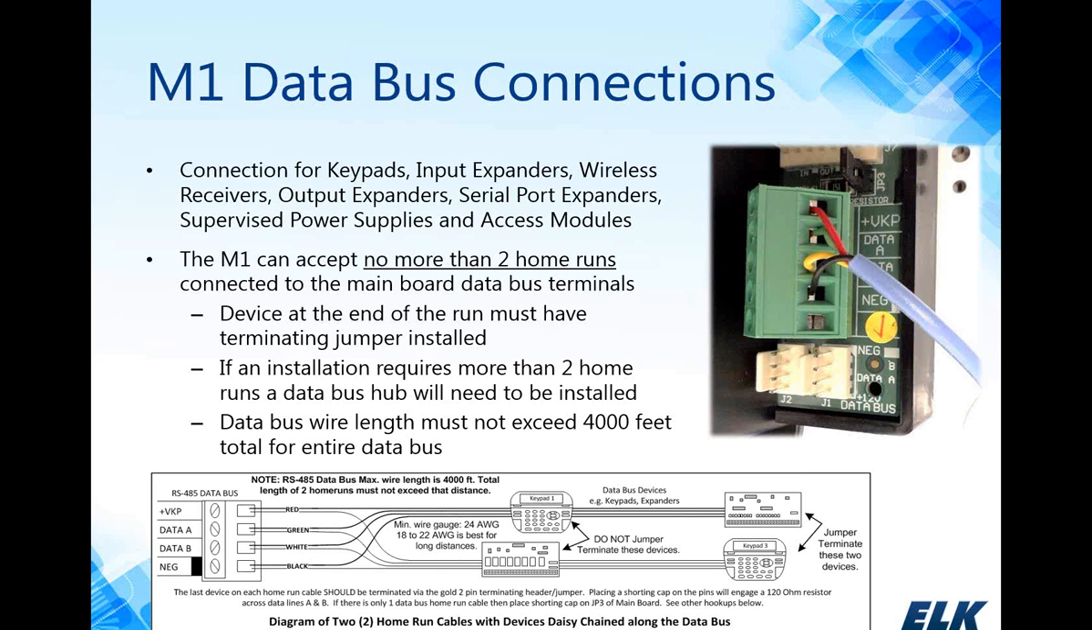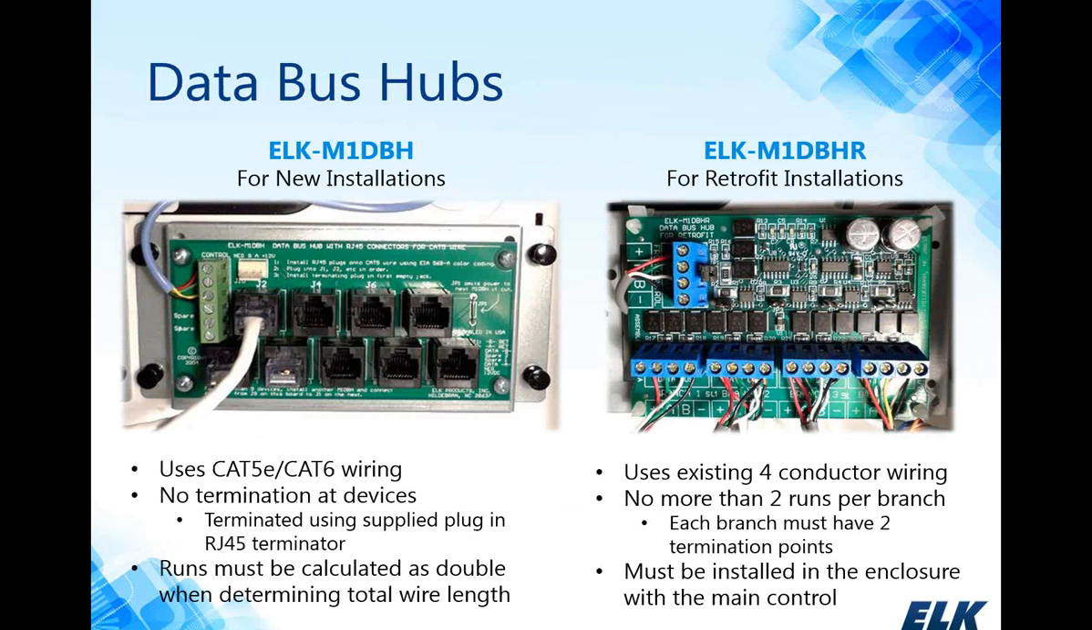So that being said, you can see in some installations it may be hard to meet some of the requirements, specifically, the more than 2 runs. So we've thought about that and how we can help you out to make that easier for you. And so we have data bus hubs. And what the data bus hubs do is allow you just to home run devices directly to the hub, and then the hub connects to the control, and it eliminates this concern about how many runs you have going to the control. So we offer 2 different kinds of hubs.